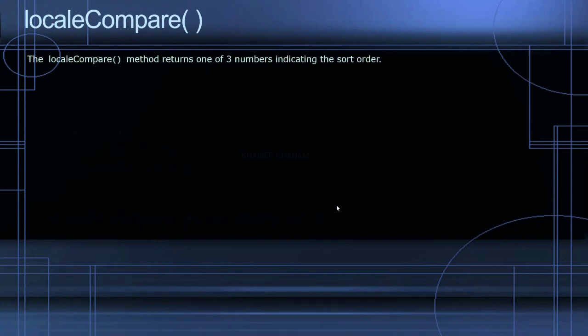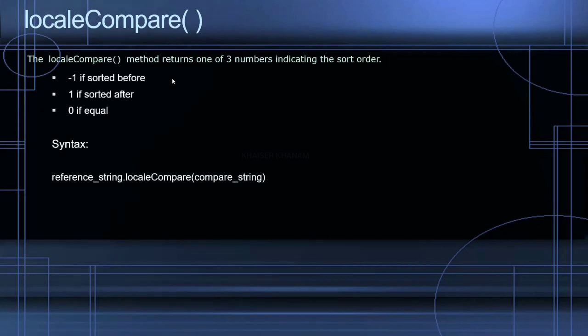Now let's see about the localeCompare method. Now what is this method going to do? This method will return 3 numbers indicating the sort order. Now let me show you. -1 if it is sorted before, 1 if it is sorted after, and 0 if it is equal. Once we see this example, you will understand based on what it will be returning these three numbers.